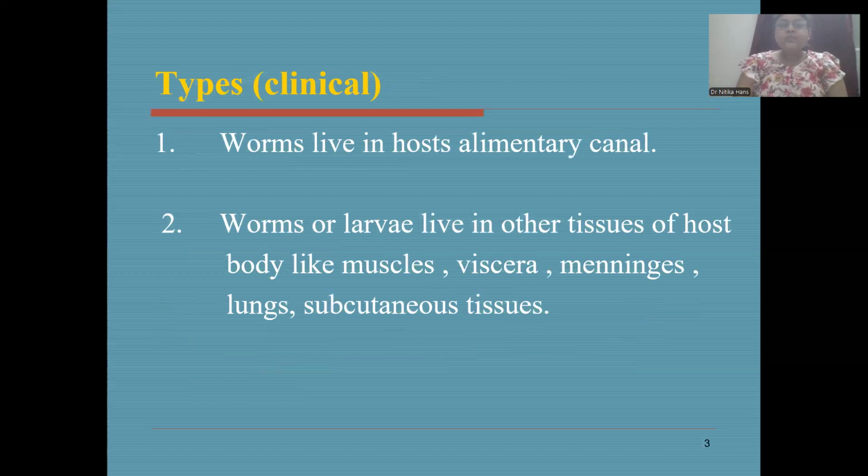So now, typically, clinical worms live in the host alimentary canal. Worms or larvae can also live in other tissues of the host body, like muscles, viscera, meninges, lungs, and subcutaneous tissues.